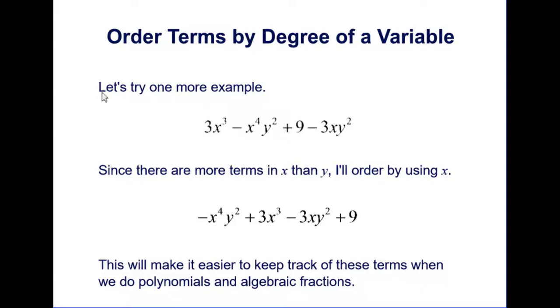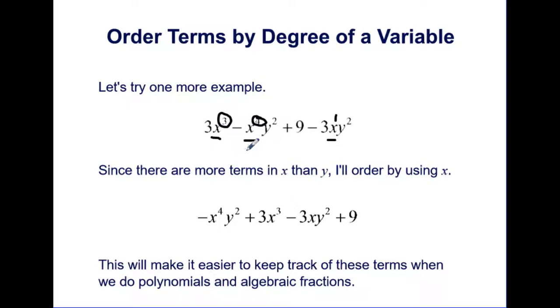Let's try one more example. Here we have 3x to the third minus x to the fourth y squared plus 9 minus 3x y squared. Since there are more terms in x than y, I'll order by using x. So here we have x to the third with a degree of 3, x to the fourth, a degree of 4, and x, which is a degree of 1.